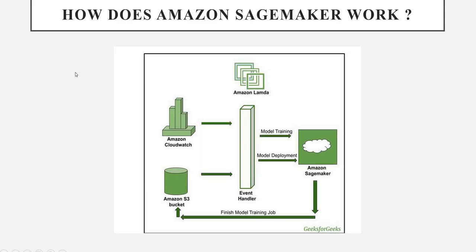How does Amazon SageMaker work? Mainly, Amazon SageMaker works in the stages of build, test and tune, and deploy. Here we can see the architecture. It contains Amazon Lambda, Amazon CloudWatch, and Amazon S3, with an event handler for model training and model deployment. Then it contains Amazon SageMaker, which finishes the model training job and moves the model to Amazon S3.